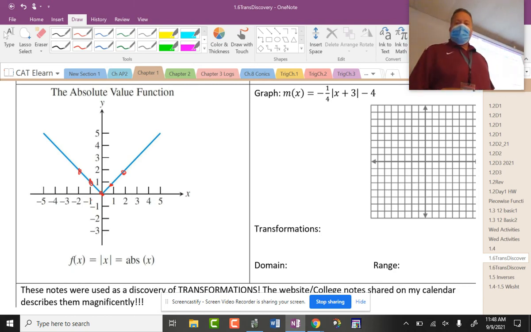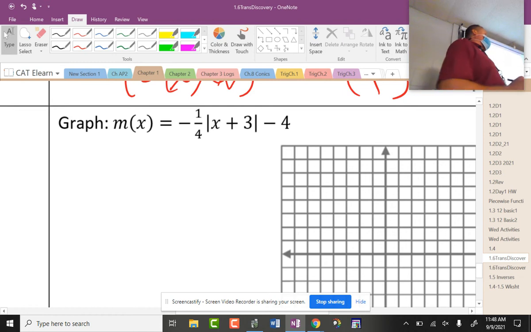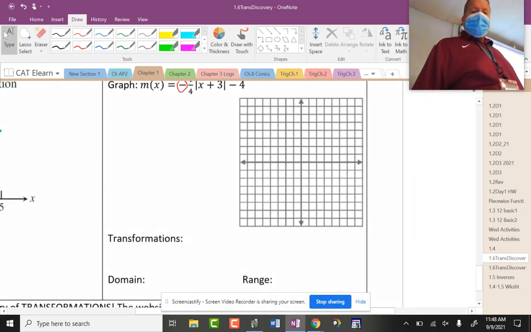Let's try to break this down before we even do it. Ethan, what would the negative do to that V on the outside? Over? Oh, it's on the outside, so it's actually reflected over the x-axis. It'll just be upside down. Let's make it simple right there.